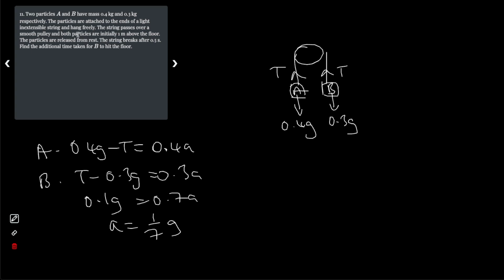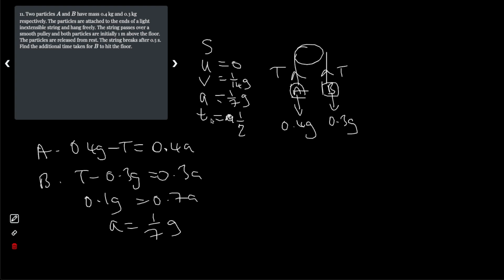So it says they're released from rest and the string breaks after 0.5 seconds. So let's do a SUVAT to figure out what the situation is as the string breaks. So we know that u is 0 because we're releasing it from rest. We know that t is 0.5, which I'll write as a half. And we know that a is 1 over 7 g. So that means v equals u plus at. So v is just 1 over 14 g.